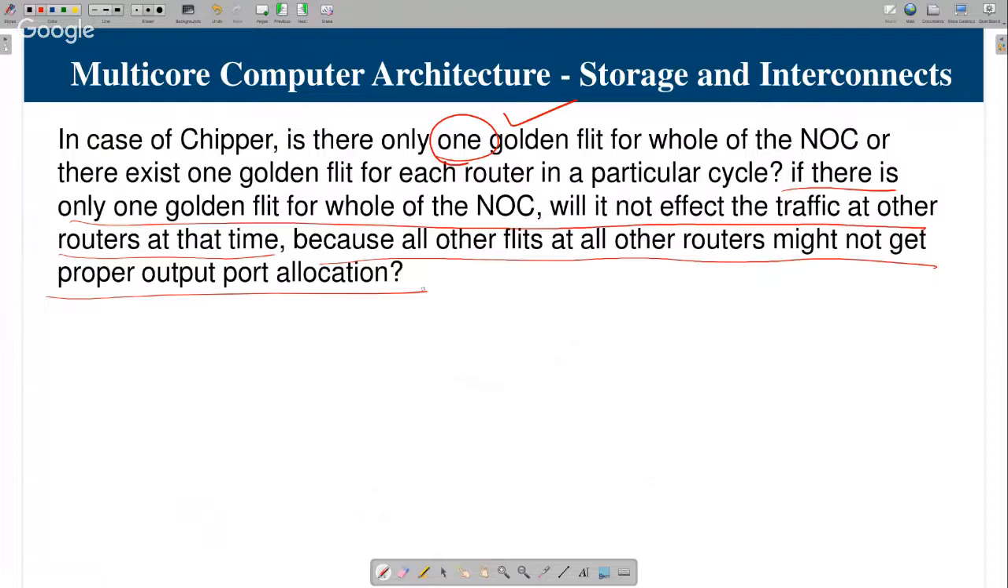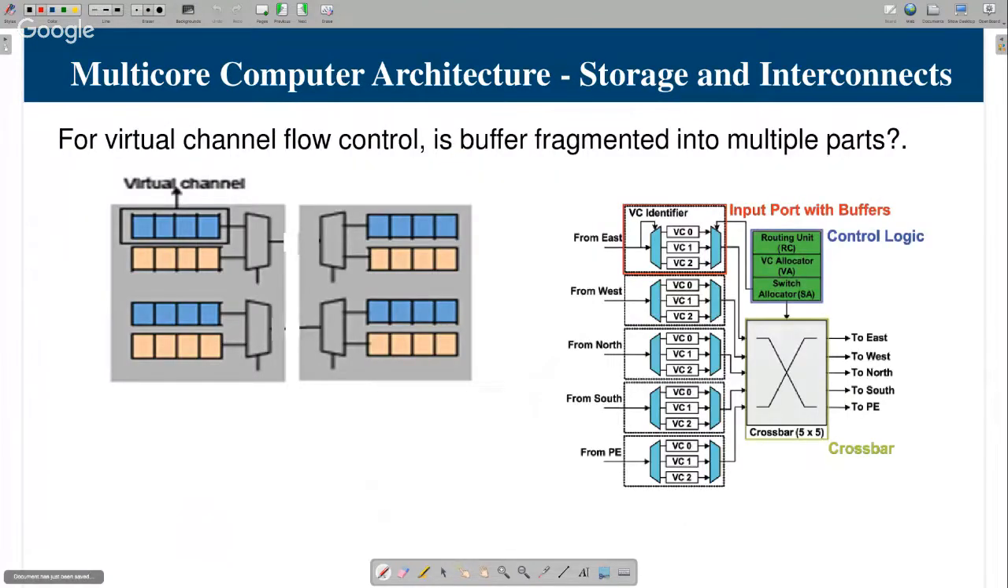So of course, when you propose a very new idea in any domain, that will always be a promising idea. At the same time, it may have drawbacks. So surely CHIPPER has its own drawbacks, but CHIPPER was the very first bold step into the domain of deflection routers. Let me move to the third question.